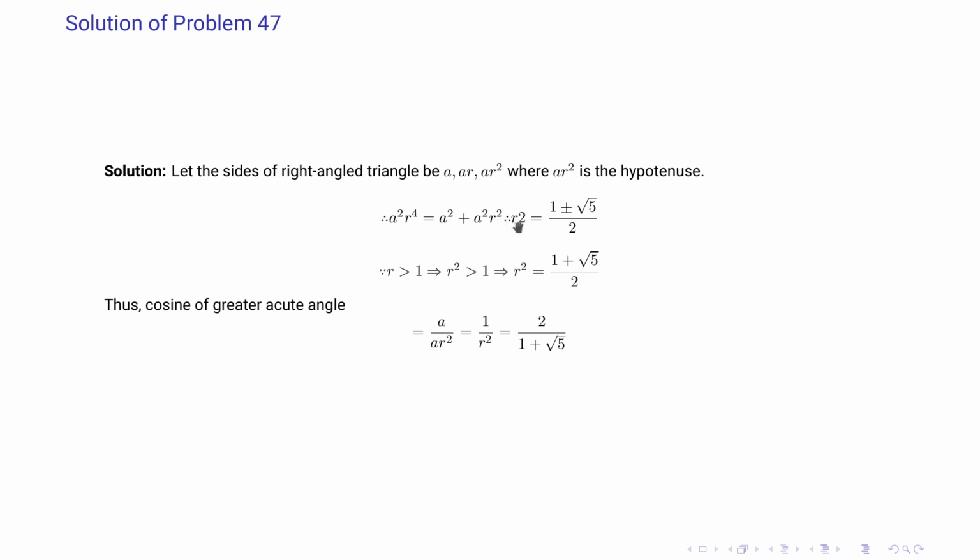Sorry, this should be r square. Hang on, let me see. So yeah, this should be r square is equal to 1 plus minus square root of 5 by 2. Now since r is greater than 1, r square would be greater than 1, that is r square is equal to 1 plus square root of 5 by 2. Therefore, cosine of the greater acute angle would be a by ar square, which is equal to 1 by r square, which is equal to 2 by 1 plus square root of 5.